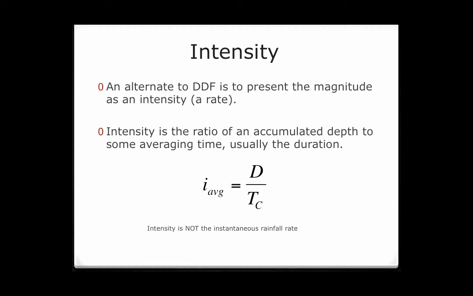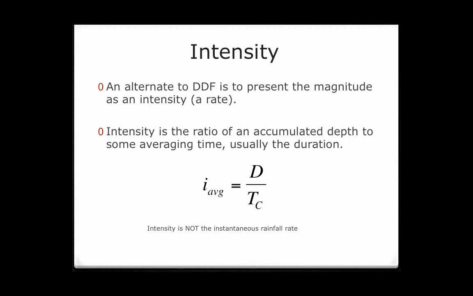Intensity. An alternative to depth, duration, frequency is to present the magnitude as an intensity, as a rate. And again, both are used in practice. There's no special advantage to one over the other. It's dependent on the jurisdiction and what people are used to. Intensity does have an advantage for something else, but not today. Intensity is the ratio of an accumulated depth to some averaging time. And usually that averaging time is the duration.